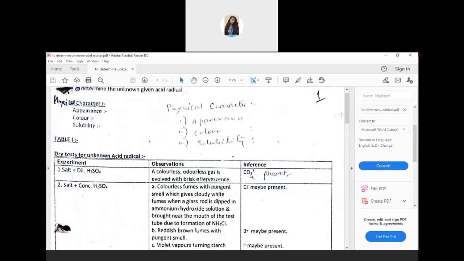The salt should be soluble, completely soluble. Okay, salt solution, you understand? Does anyone have any other question?